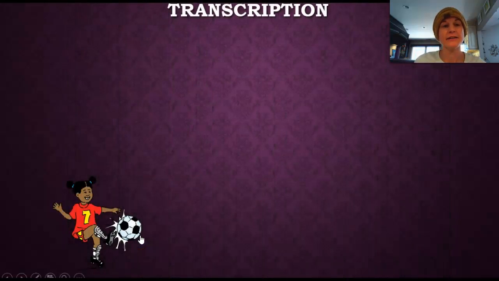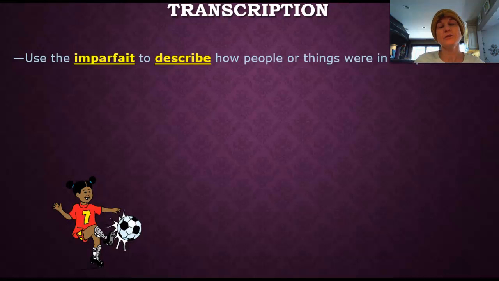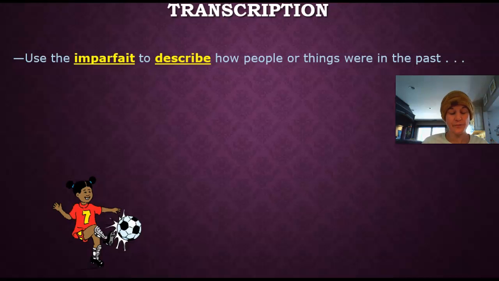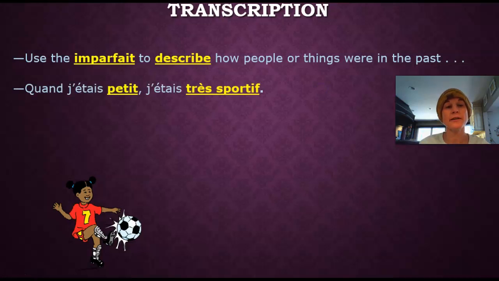Okay, the Gramavision isn't working, so we're just going to look at the transcription. You can look at the Gramavision if you go into the book website.